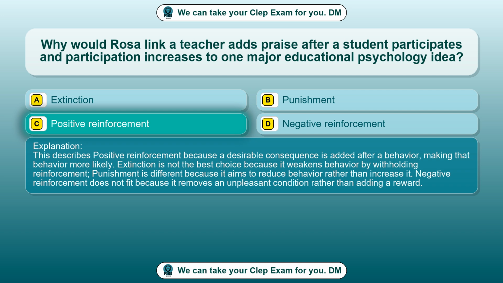This describes positive reinforcement because a desirable consequence is added after a behavior, making that behavior more likely. Extinction is not the best choice because it weakens behavior by withholding reinforcement. Punishment is different because it aims to reduce behavior rather than increase it. Negative reinforcement does not fit because it removes an unpleasant condition rather than adding a reward.